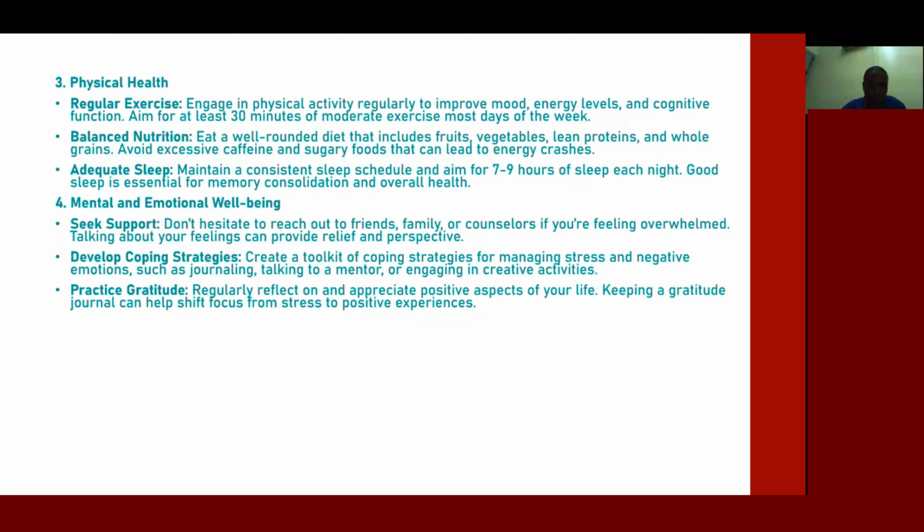Then there's mental and emotional well-being. Sometimes when things are not okay, we should reach out to friends, family, and counselors. If you are feeling overwhelmed, maybe something is challenging you and you cannot understand whatever you're learning because you have some personal problems that are making you lose focus. Talking about your feelings can provide relief and perspective, from how other people see your problems, and they can assist you.